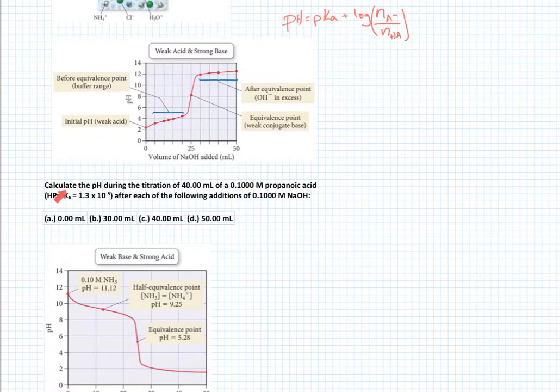So here's a problem we're going to work on. I want to calculate the pH during the titration of 40 milliliters of a 0.1 molar propanoic acid, which we're just going to call HPR, with this given Ka value after each of the following additions of sodium hydroxide. And I think what I'm going to do in this video is tackle A and B, and then the next video will be C and D.